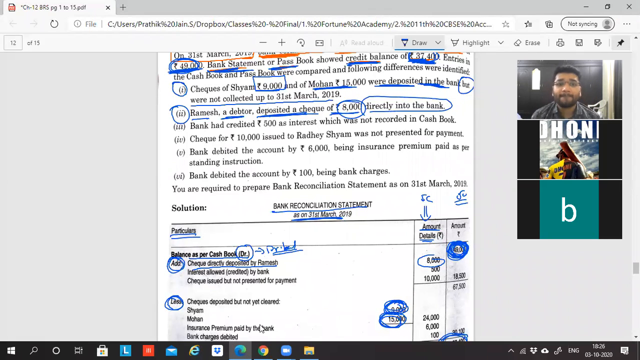Okay, not okay? Any doubts in the first two journal entries? First two transactions. No, sir. Perfect. Let's go to the third entry.